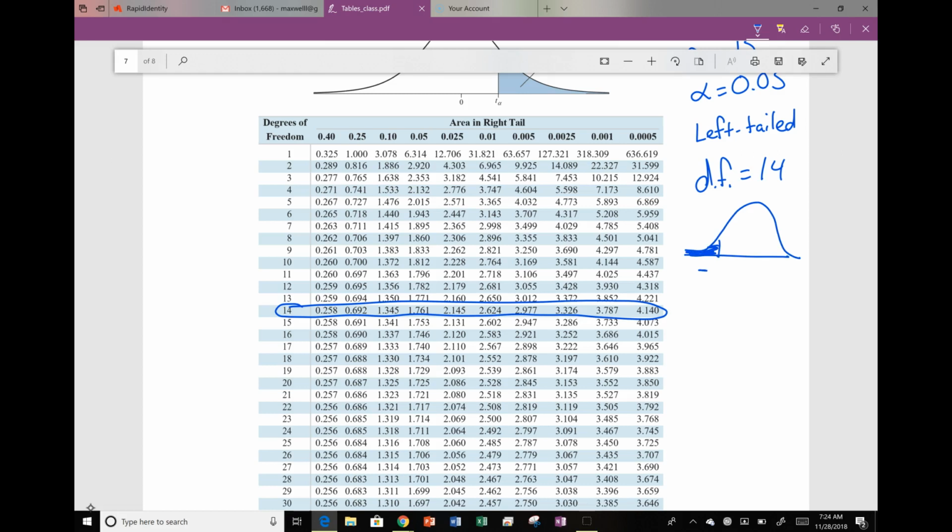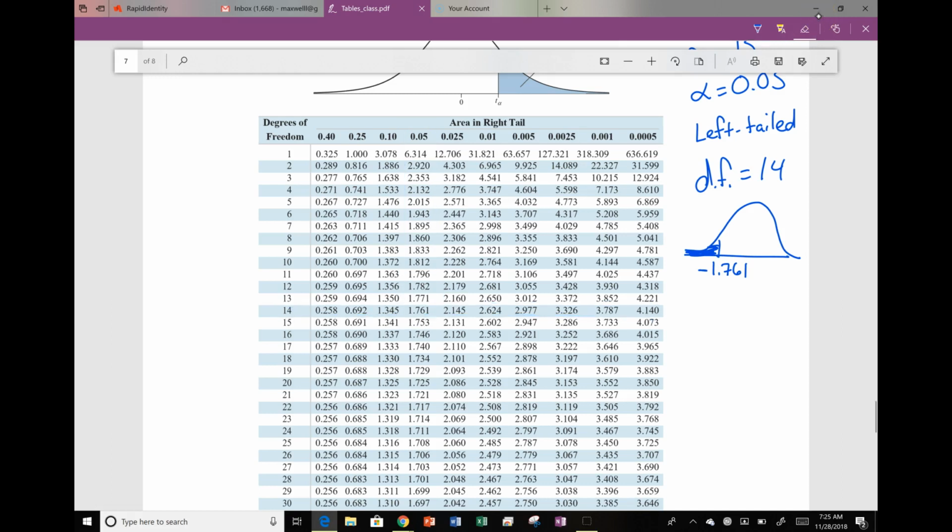On the T chart, it only gives us positive values. It gives us the absolute value of it. So whenever we look it up, we actually use the negative value. We just change it from a positive to a negative. Then I go to my alpha, 0.05, which is right here, and here is my critical value, 1.761. And it's going to be a negative because it's left-tailed. If it's right-tailed, we just use whatever is there.